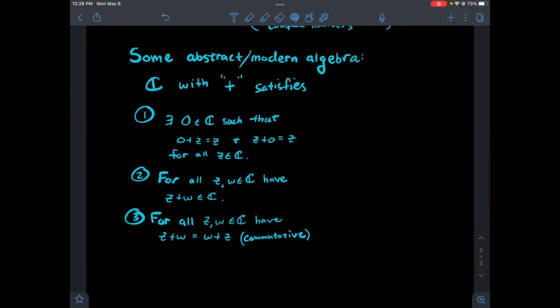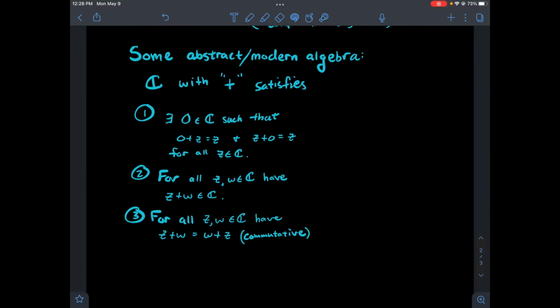Number 3, for all complex numbers z and w, z plus w should be the same thing as w plus z. That is always going to hold for us. And remember that says that the operation of addition is commutative.